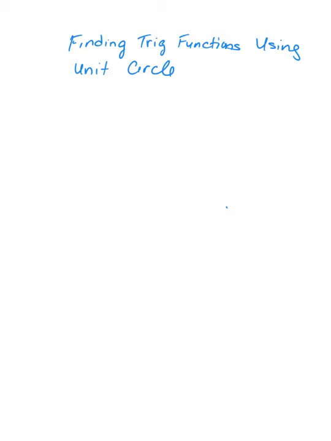So today you're going to see three guys that you haven't seen before. We've already talked about sine, cosine, and tangent. Today we're going to talk about cosecant, secant, and cotangent, okay?